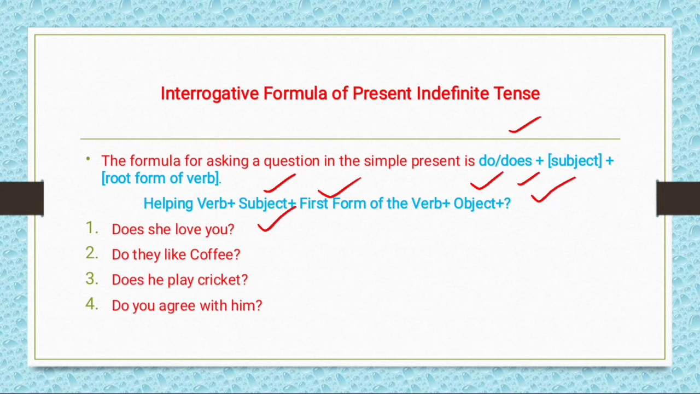Does she love you? Now, does is what? Helping verb. And the subject is she. The first form of the verb is love and the object is you. And at the end we have used a question mark. Do they like coffee? Does he play cricket? Do you agree with him? So just remember this formula. If you remember the formula, you can easily make sentences.